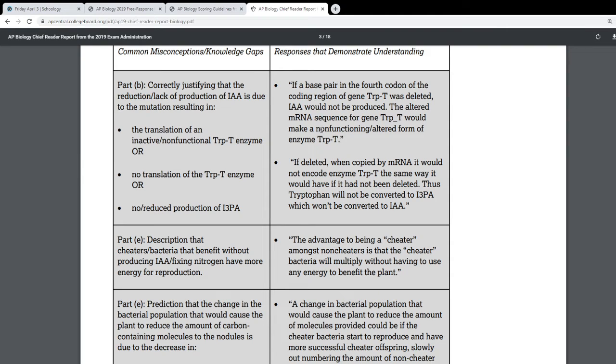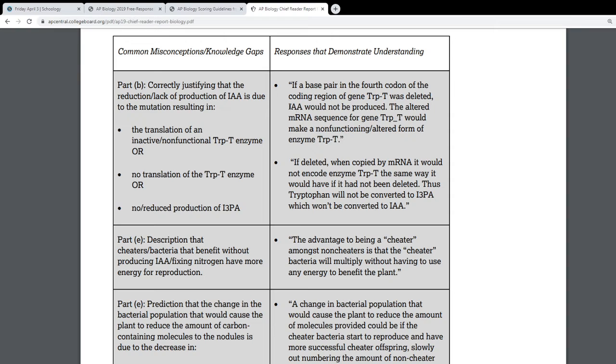If a base pair in the fourth codon of the coding region of the gene was deleted, then IAA would not be produced. The altered messenger RNA sequence for the gene would make a non-functioning or altered form of the enzyme. Or, if deleted when copied by the messenger RNA, it would not code for the enzyme the same way it would have if it had not been deleted. Therefore, the tryptophan would not be converted into the I3PA, which won't get changed into the IAA.